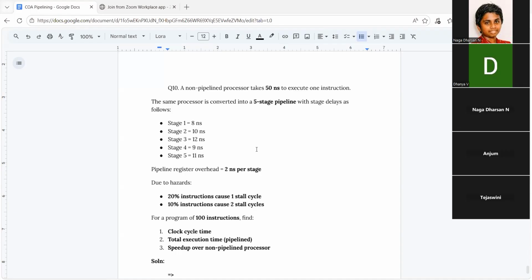First, the clock cycle time. As we discussed before, the clock cycle time is simply the time of the slowest stage of the pipeline processor. Here it is 12 nanoseconds, and there is also a delay of 2 nanoseconds per stage, so we need to include this as well. So 12 plus 2, the clock cycle time would be 14 nanoseconds. This is the answer for the first part of the question.